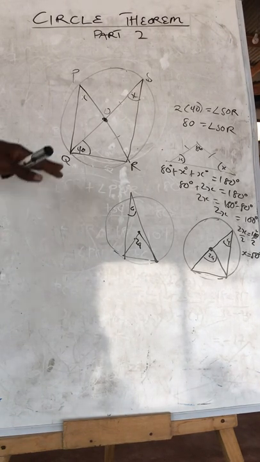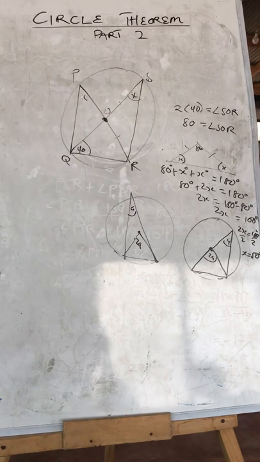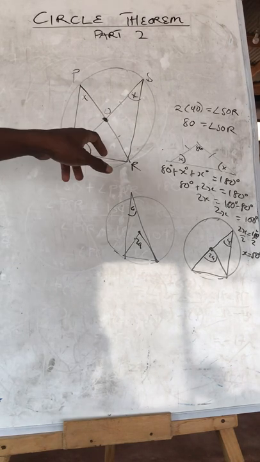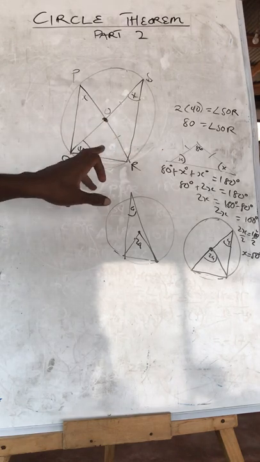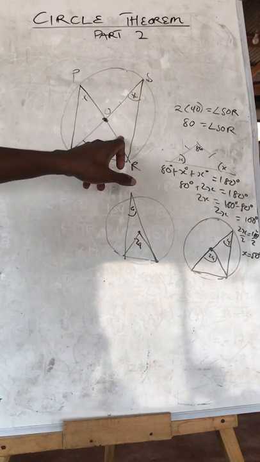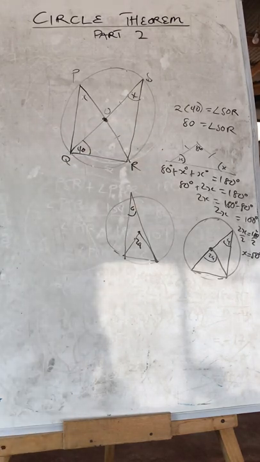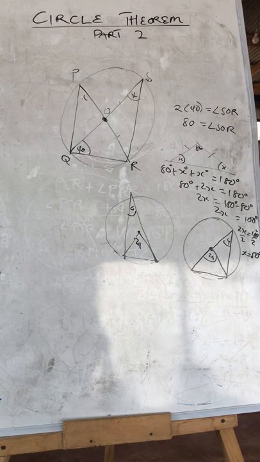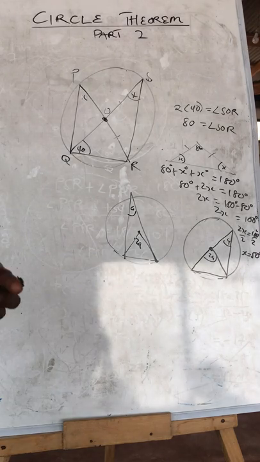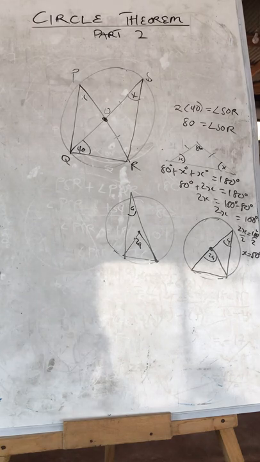So you see, when the diagram is there, it looks easy. But if you are not able to see that these are the same, and this is the center, that's where the confusion comes in. You may have all the theorems in mind, but you may be struggling to identify which theorem is necessary to use in a particular question. So anyways, you have to pray that God will open your eyes to see clearly all the theorems that you are supposed to apply.